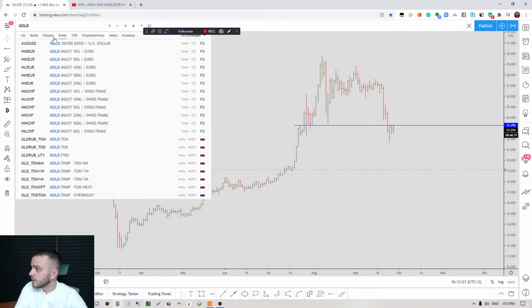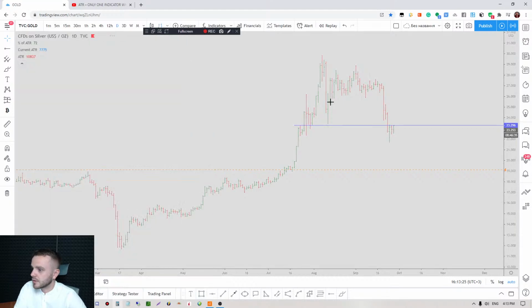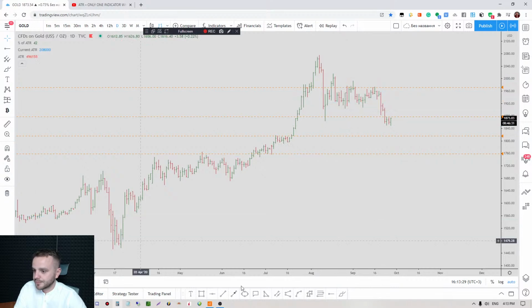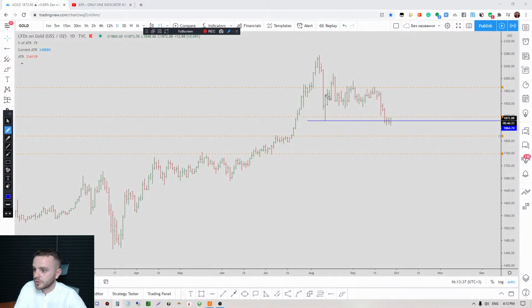Gold. The next one is gold. The same about gold. I told many people about that, and I would tell it to you also. Gold made the same as silver. After this accumulation, price dropped down too fast.